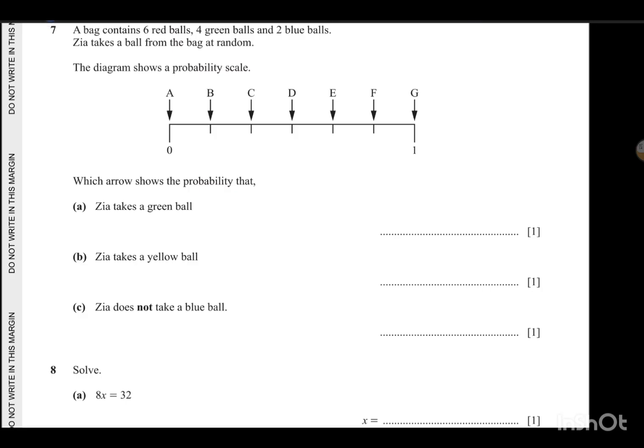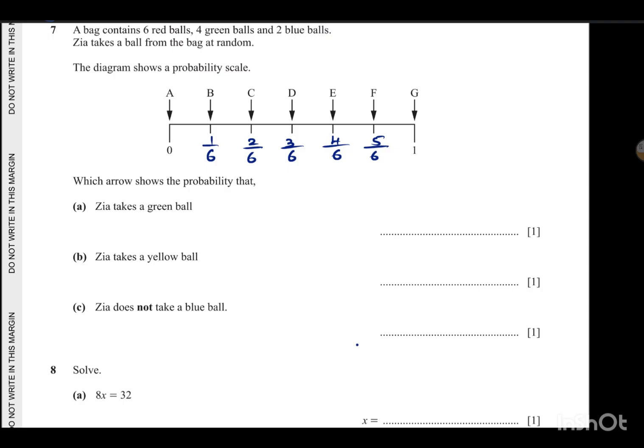So this is from 0 to 1, and there are 6 equal divisions, 1 2 3 4 5 6. So out of 6, the first one will be 1 by 6. The second one will be 2 by 6, 3 by 6, 4 by 6 and 5 by 6. The last one will be 6 by 6, which is 1.